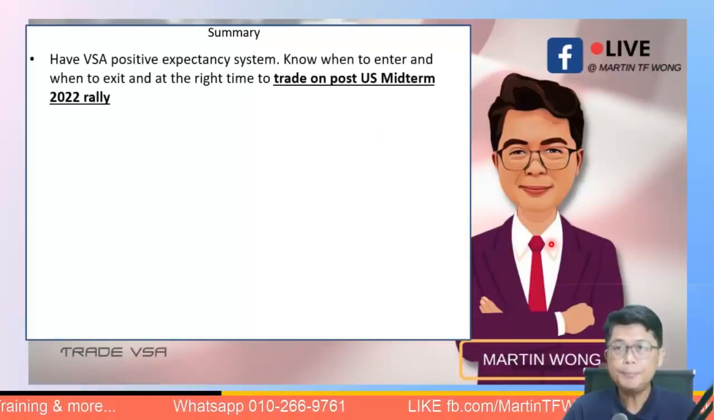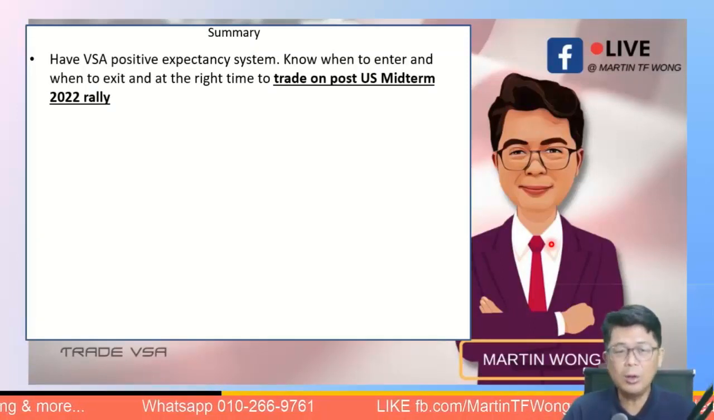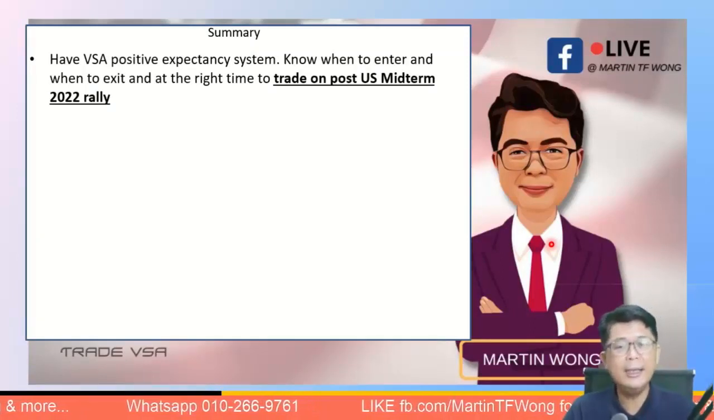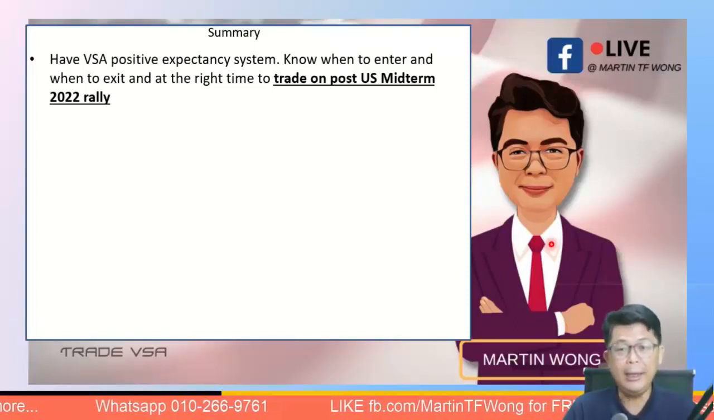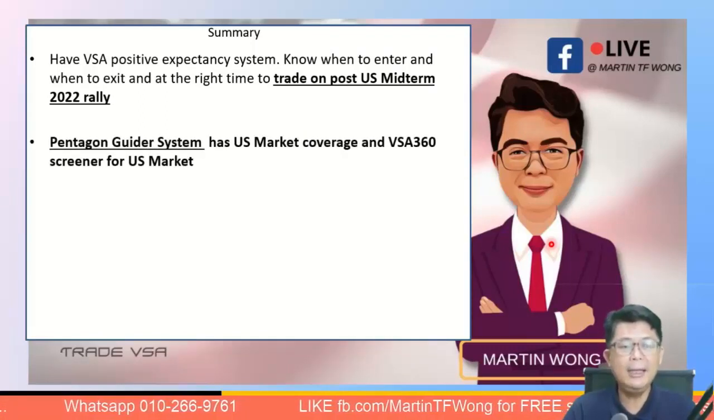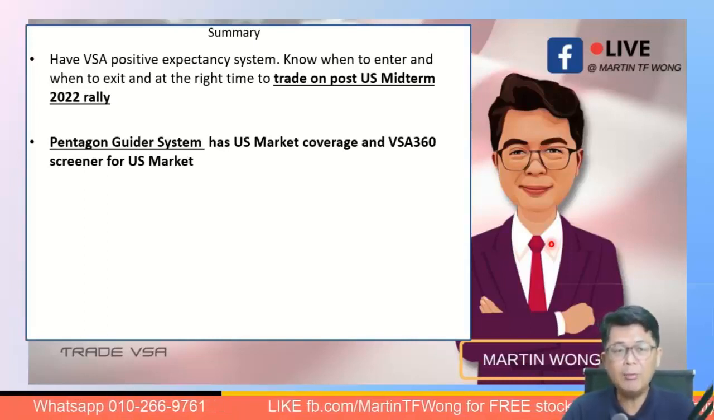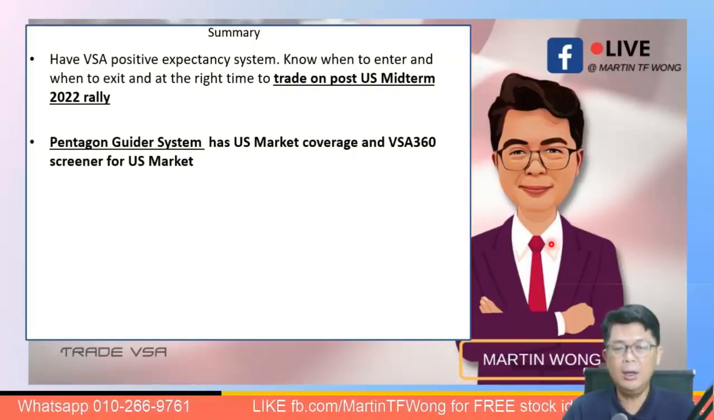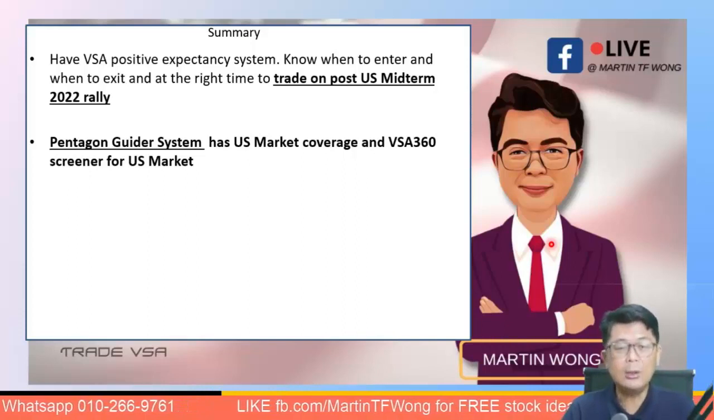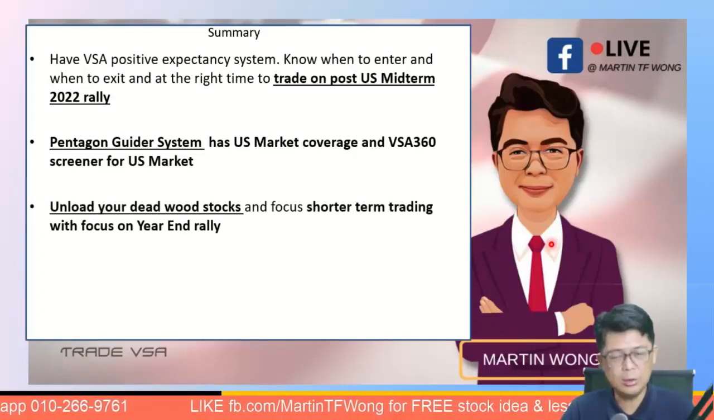So for summary, what I want to talk about is that the US market has a lot of good opportunity, and our VSA system has a very good win rate, and it's a time to trade on to some of the post US midterm rally in here. Our VSA Pentagon guided system is something that we are very proud of, and it does cover the US side, the US screener using our plugin in here, giving you all the stocks that you need.